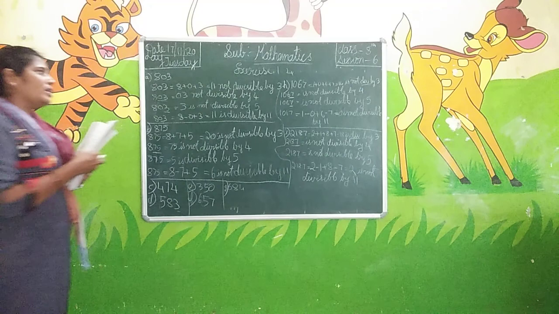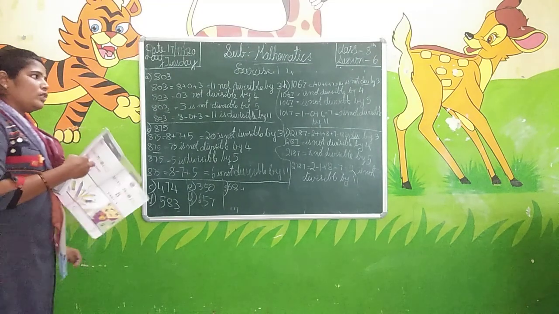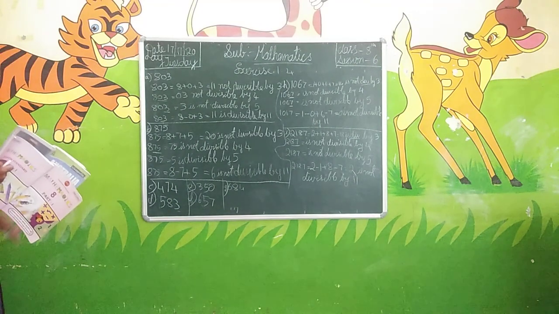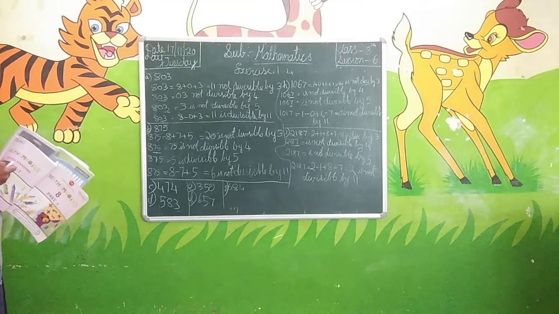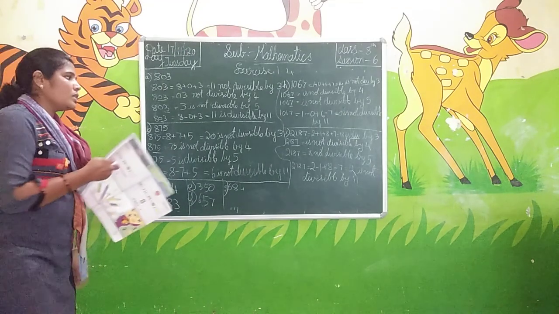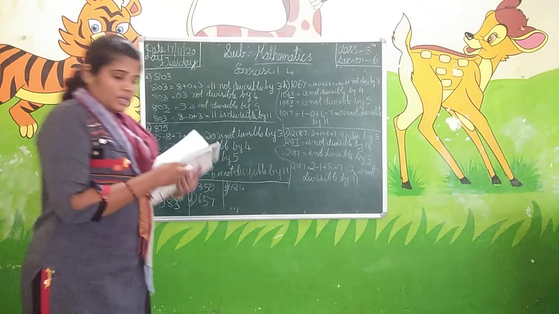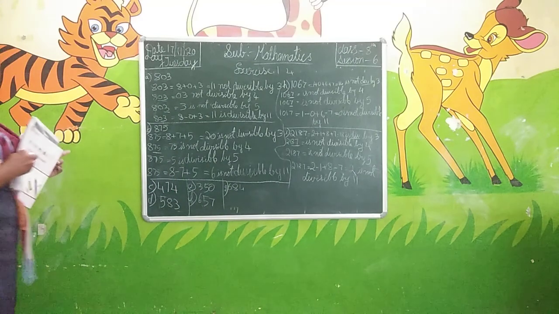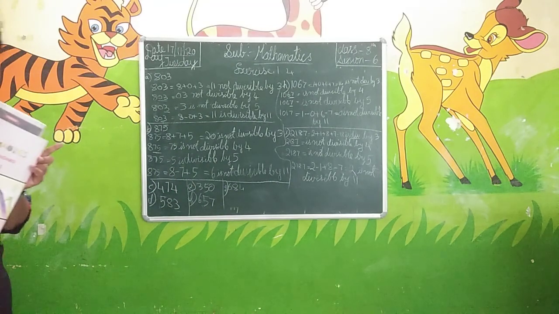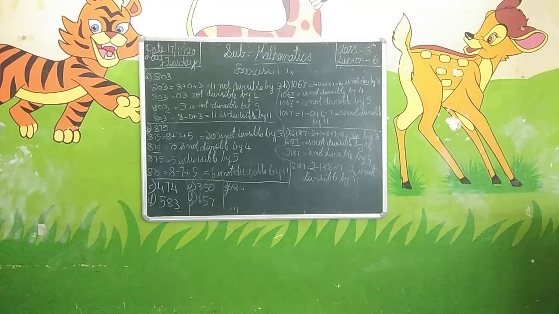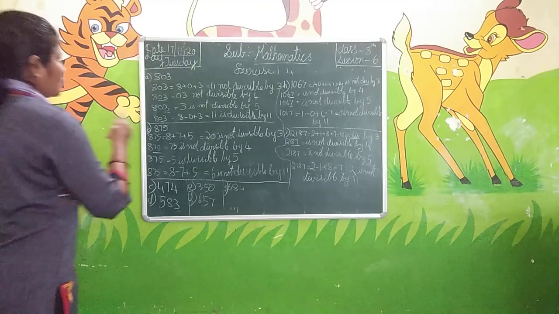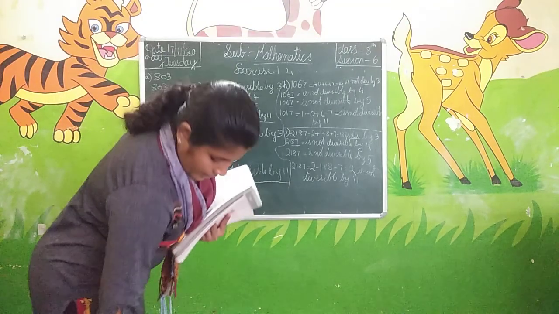How do we find out without doing the actual division? We can find whether it is divisible by 3, 4, 5 or 11. Got it, students? These 5 problems you should do. If you have any doubts regarding this, you can text me. Thank you. Next, go for the K problem.